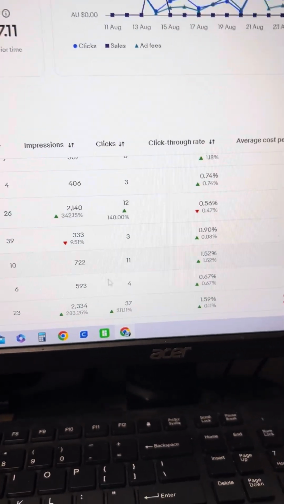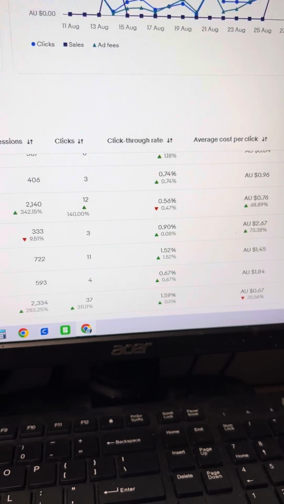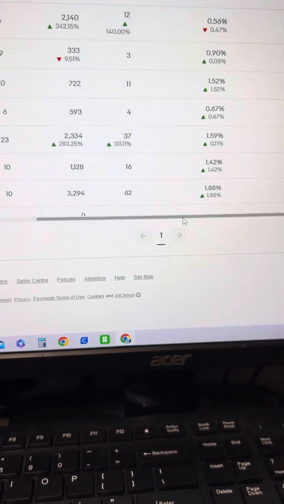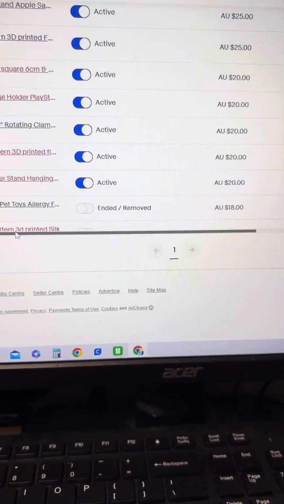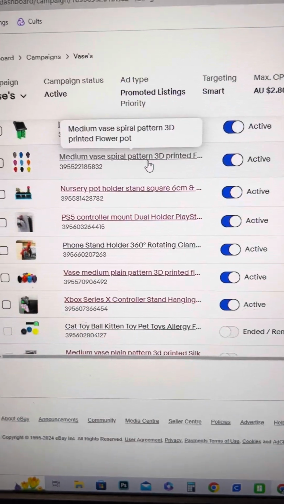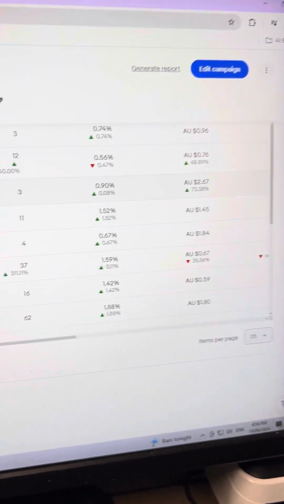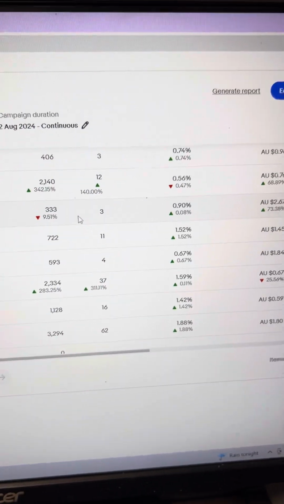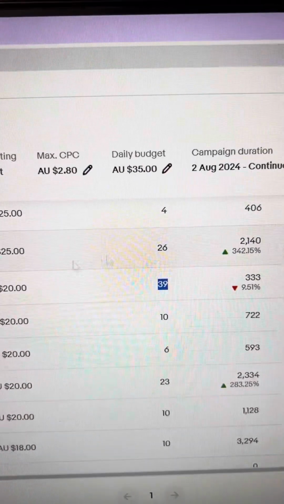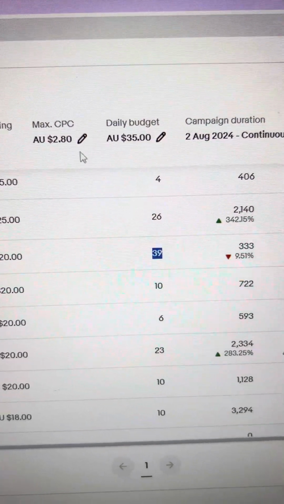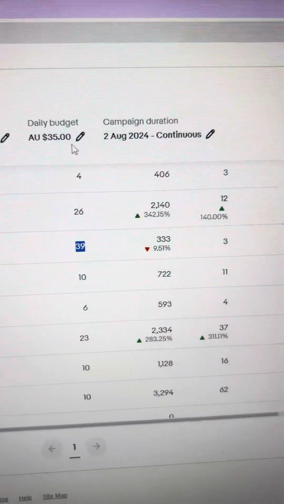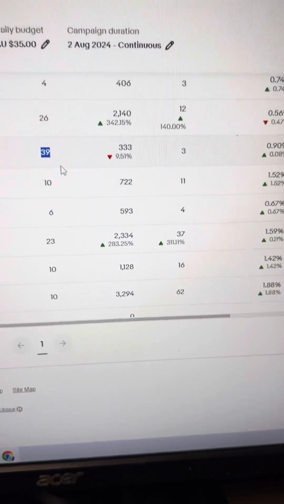So you can see this one here, that's got about 2,000. If I come across, we can see that's for the vases. So a lot of people are searching for vases, but this one isn't selling. So what I would do in this situation is change it from paying for the advertising, because look, I've set up here a maximum of $2.80 a click, daily budget 30, continuous. So I'm paying about $1 a click.